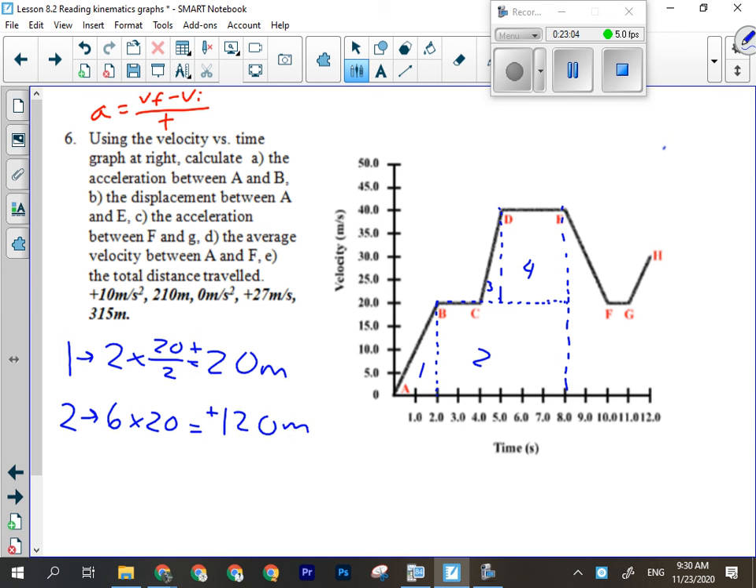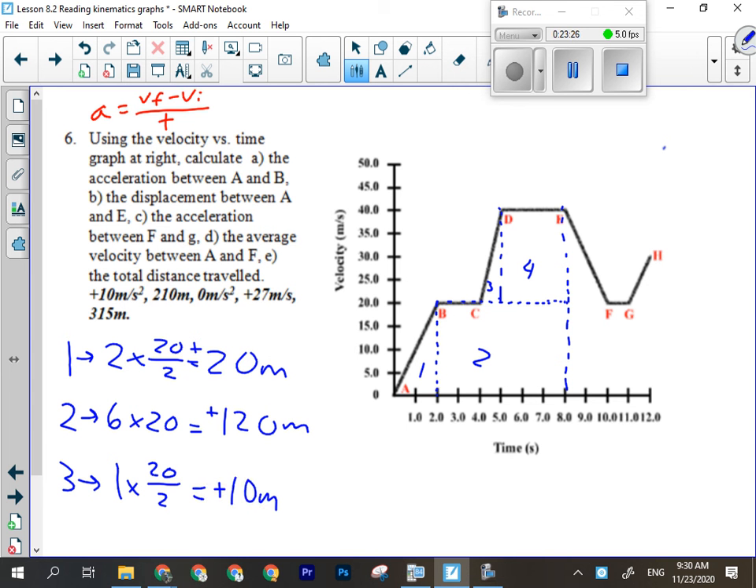Area 3, the little triangle here. It has a base of 1 second, and it has a height that goes from 20 to 40. So 1 times 20 over 2 is positive 10 meters.